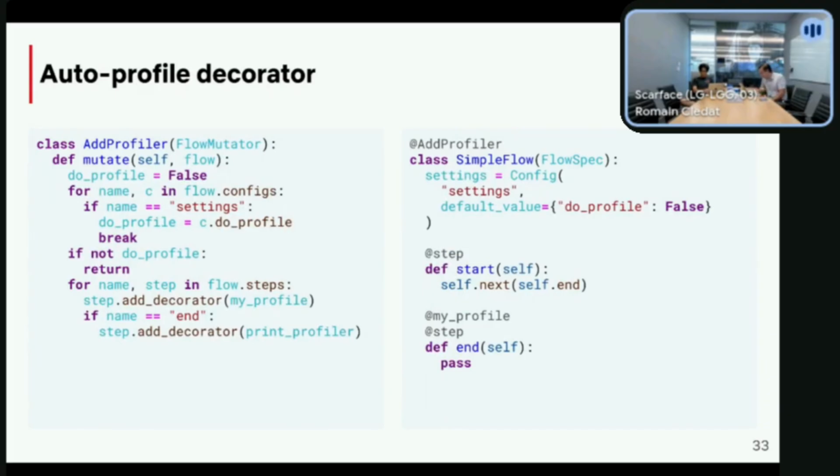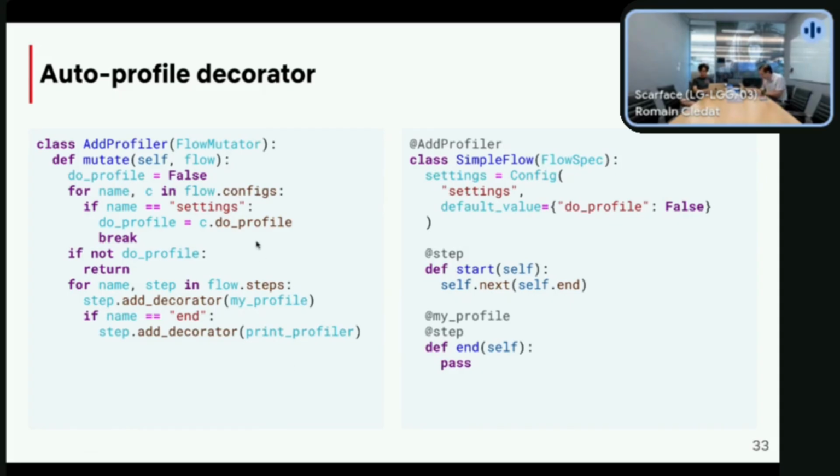If you remember the annoying profile thing from before, you had to add @profile all the time. Well, you can have a flow level mutator that basically does that same thing. It will again read configs, and then it will add decorators to all the steps, and at the end step it adds a print profiler as well.